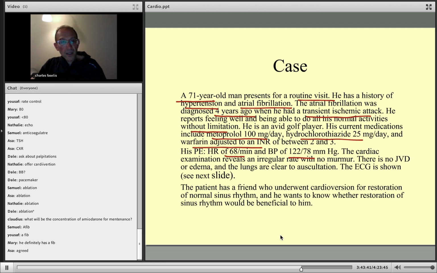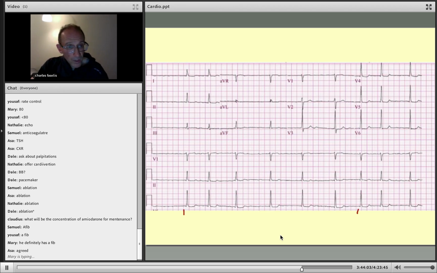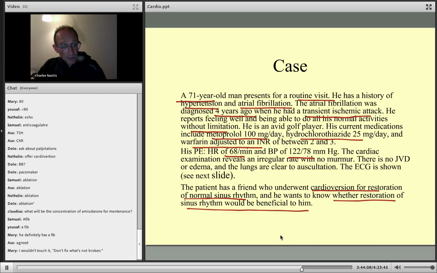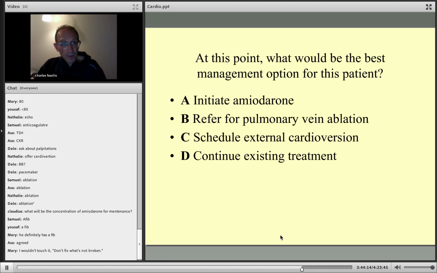The patient has a friend who underwent cardioversion for restoration of normal sinus rhythm, and he wants to know whether restoration of sinus rhythm would be beneficial to him. So you guys get a lot of these questions now. People will see something on TV, they read something on the web, they talk to a friend. Okay, so remember his profile, right? At this point, what would be the best management option for this patient?